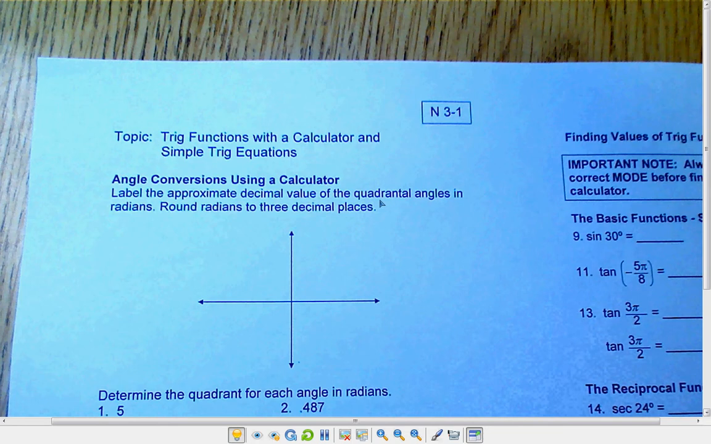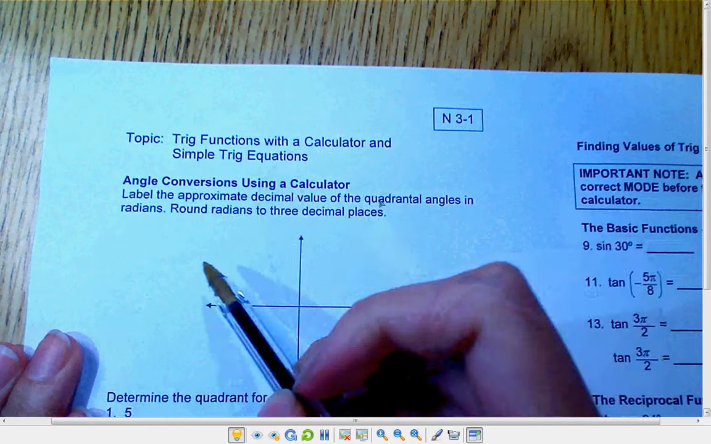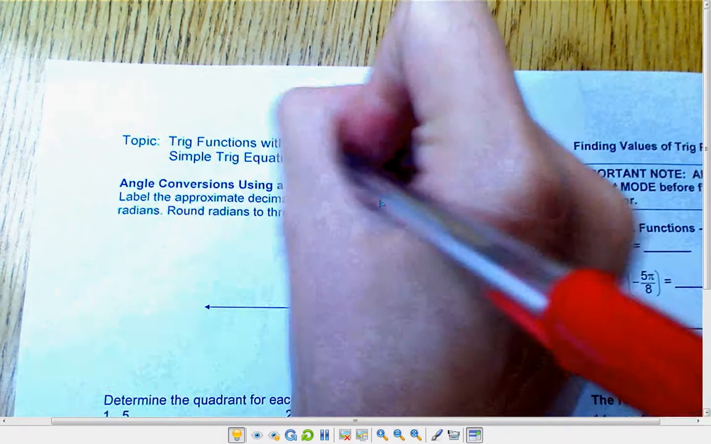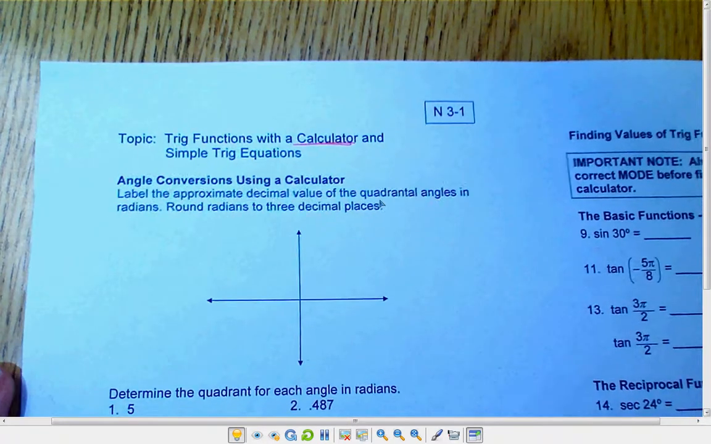New unit is going to be on trig equations. So we're going to start off by looking at how to solve trig functions using a calculator. So what we're going to do right now is first label each of the quadrantal angles.